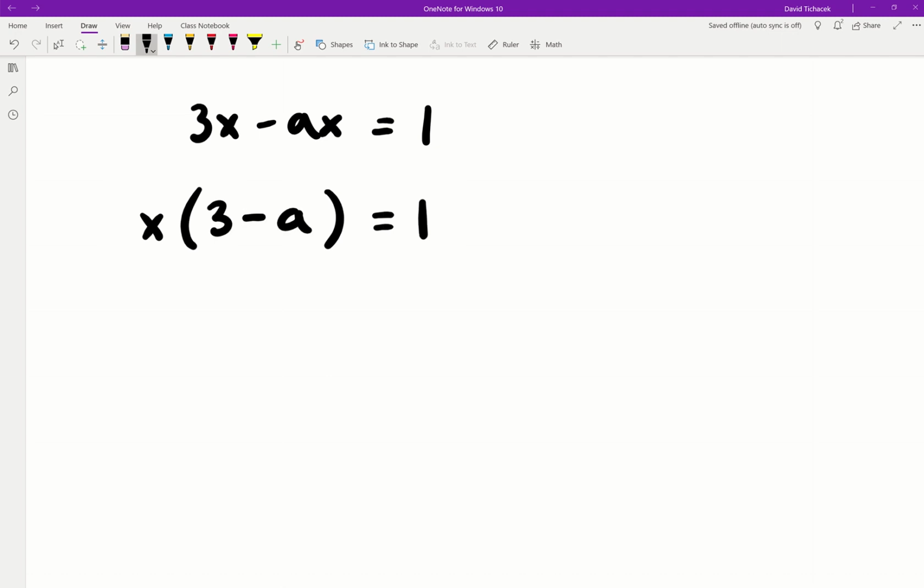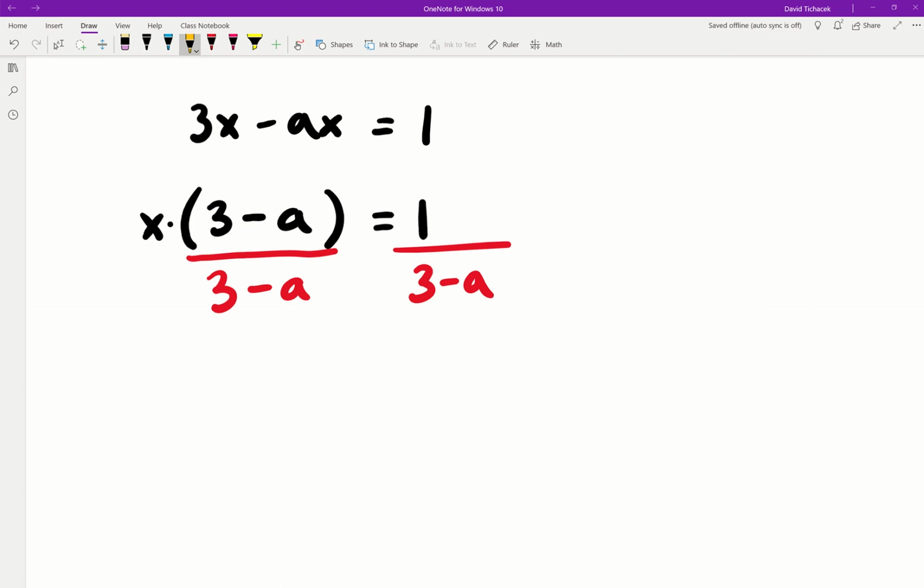Now, since this is x times that number, 3 minus a, our last step would be to divide that out. So divide out 3 minus a from both sides. Typically in algebra, this is pretty frowned upon, because you don't really know what the value of 3 minus a is. For all we know, a could be 3, and 3 minus 3 would make 0, which means that I'm dividing by 0 on both sides.